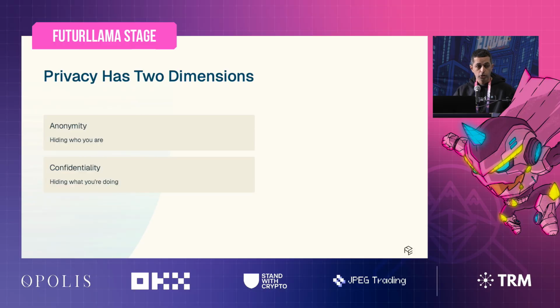So, important to mention, privacy has 2 dimensions, anonymity and confidentiality. Anonymity, hiding who you are, that's a core narrative in the Web3 ecosystem, and then confidentiality, which is more about hiding the content of the transaction.